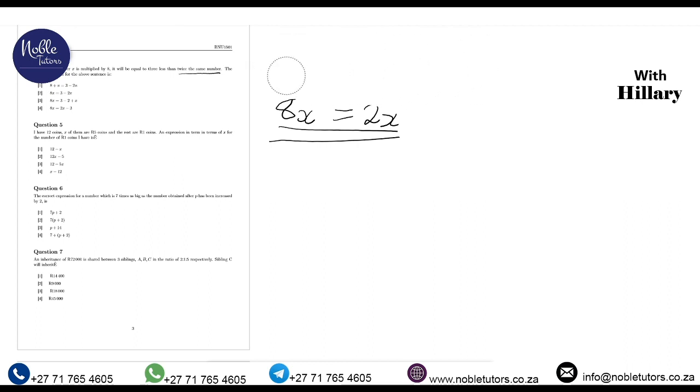Then we move on to the next question, which is question number 5. On question number 5, we're still formulating a mathematical expression given a statement. They said, I have 12 coins. X of them are 5 rand coins, and the rest are 1 rand coins. So we have 12 coins, and among those 12 coins, there are 1 rand coins and 5 rand coins. As an expression in terms of x, the number of 1 rand coins I have left is.